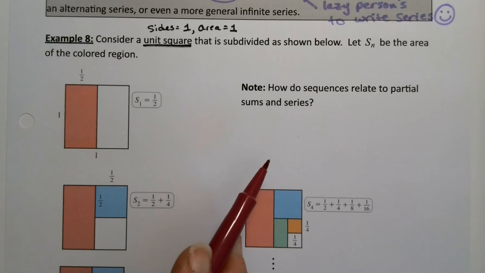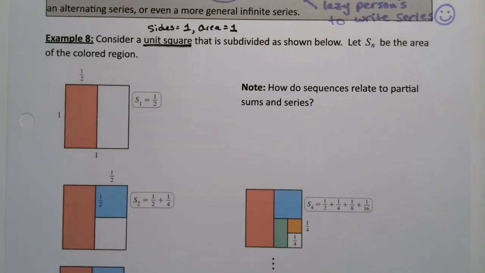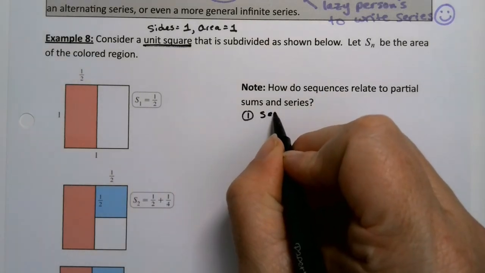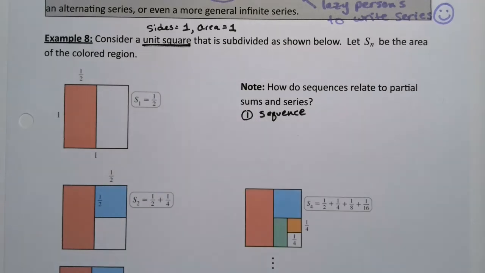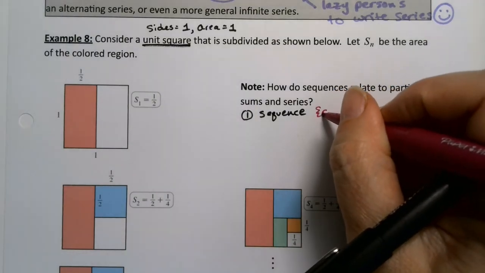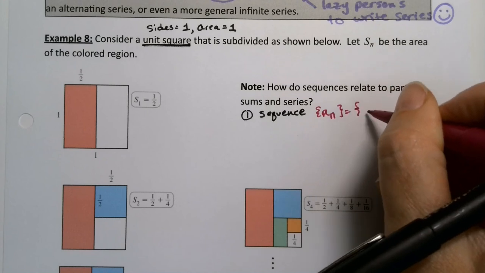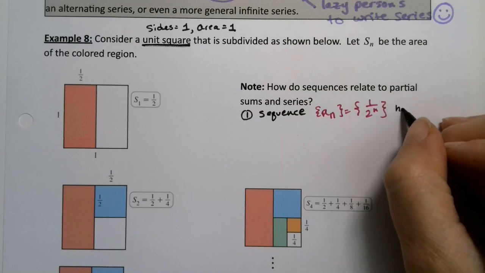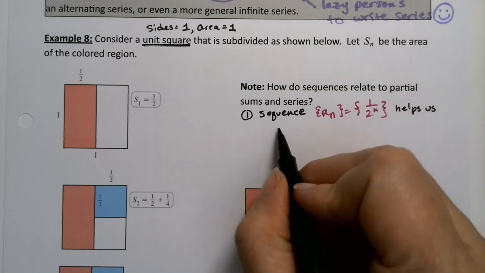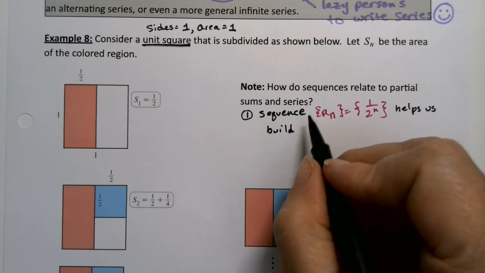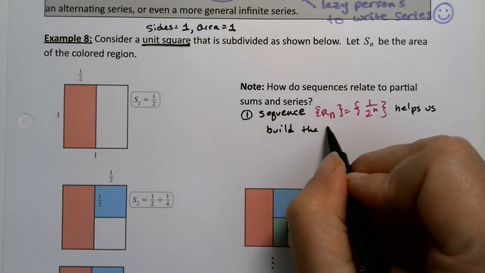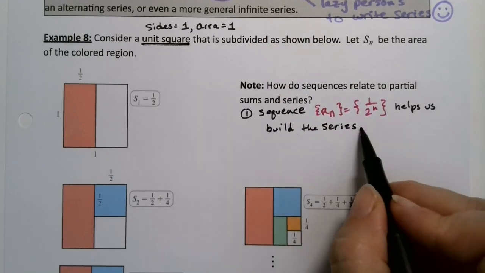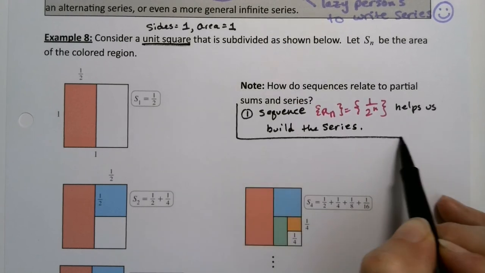So the first question is, how do the sequences relate to the partial sums? Well, the sequences help us build these sums, these series values. So part 1, the sequence, a sub n equals 1 over 2 to the n, which is an explicit formula, helps us build the series, right? All right, now let's look at those partial sums in series a little bit.